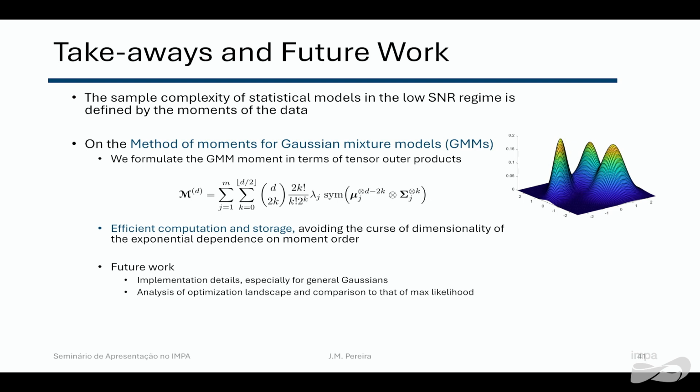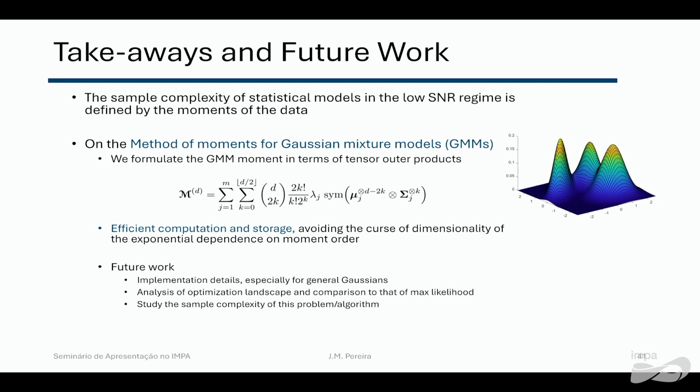So, analyze the optimization landscape. What we noticed is that EM was getting stuck more often than the method of moments. They're optimizing two different problems, and the EM was getting stuck more often than the method of moments. And so we think, is there something going on there? Is the optimization landscape for the method of moments better?